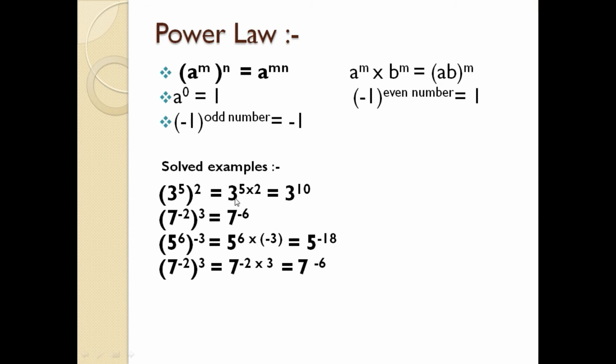3 raised to 5, bracket raised to 2, is equal to 3 raised to 5 into 2, so that will be 3 raised to 10. 7 raised to 2, bracket raised to 3, so that is 7 raised to minus 6. 5 raised to 6, bracket raised to minus 3, so 5 raised to 6 into minus 3, the answer will be minus 18. Here 7 raised to 2, bracket raised to minus 3, so 7 raised to 2 into minus 3, the answer will be 7 raised to minus 6.